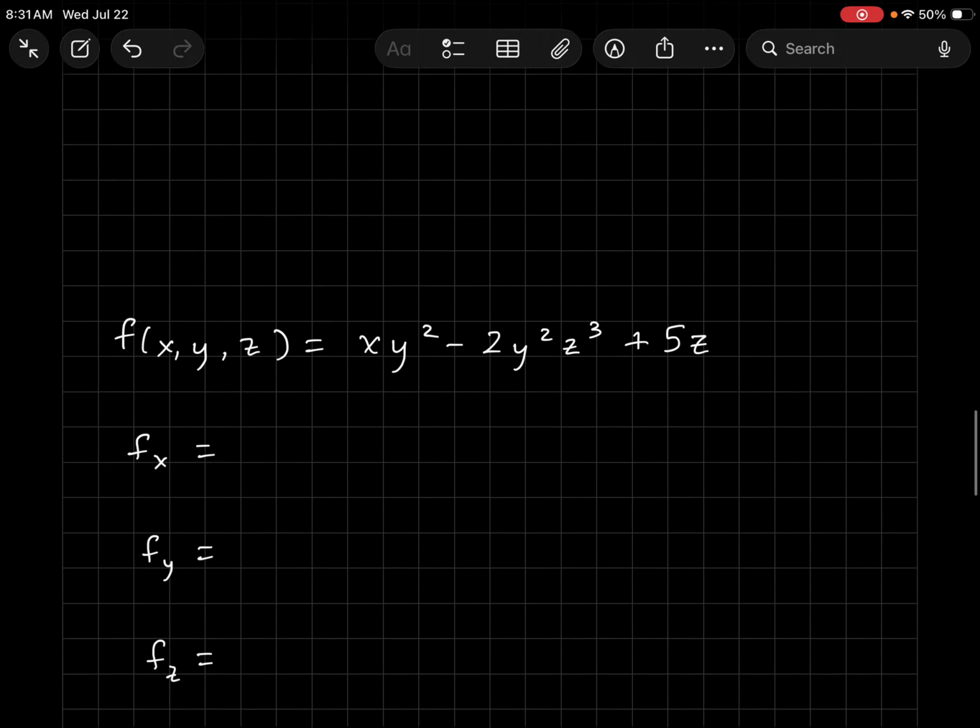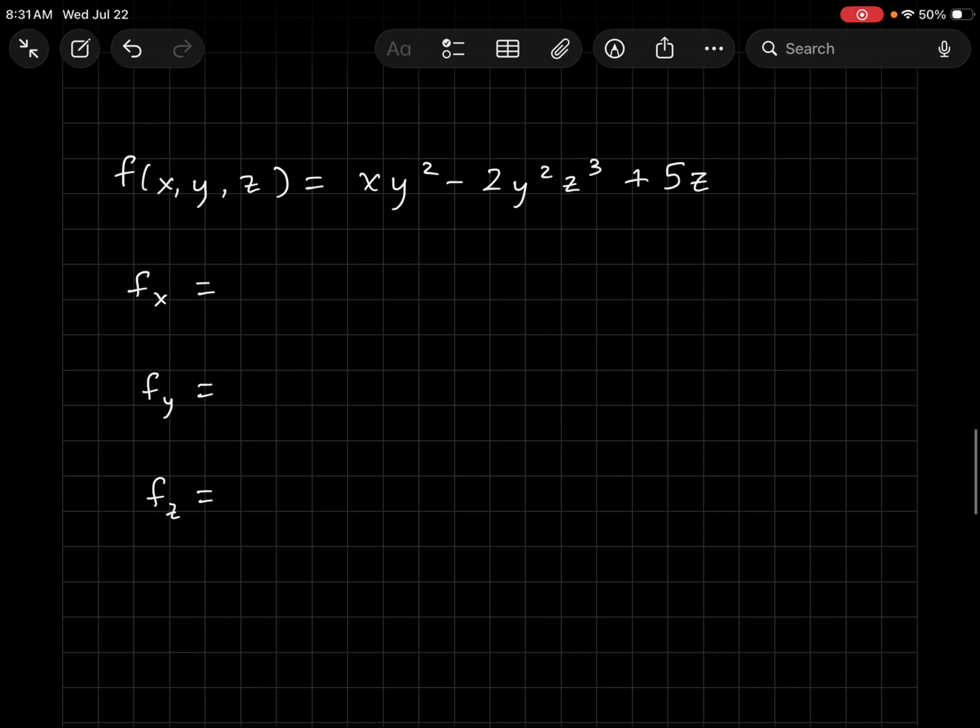Okay, what if we have more variables? Here, f of xyz equals xy squared minus 2y squared z cubed plus 5z. What's the partial with respect to x? Well, the partial with respect to x means all other variables are treated as constants. So the derivative of xy squared is y squared, just like the derivative of 10x would be 10. And that's it, because there are no other x's.